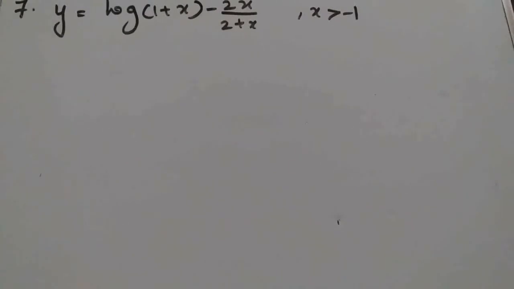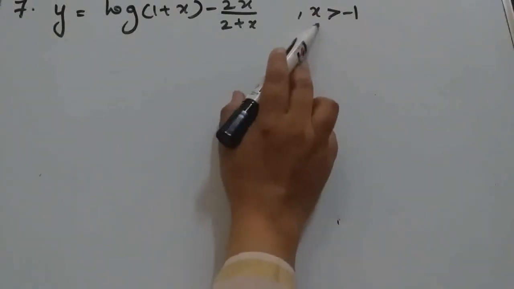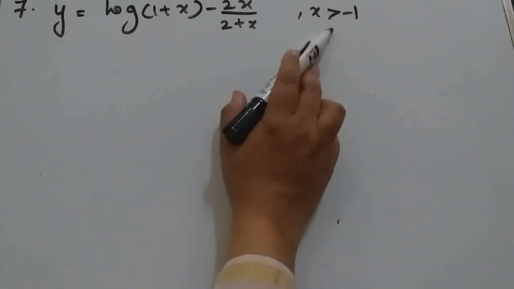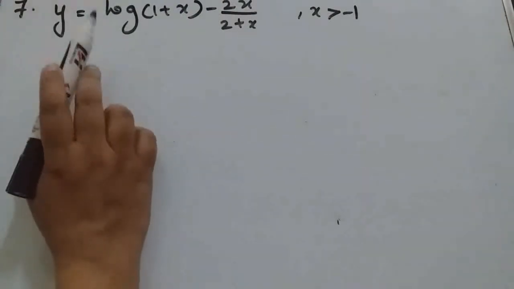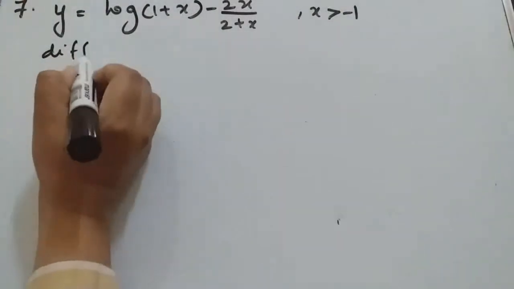Question number 7. y equal to log of 1 plus x minus 2x by 2 plus x, and value of x is greater than minus 1. It is given, but we have to show that this function is an increasing function in its domain, throughout its domain. Domain is already given, x value is greater than minus 1. Okay, so now to check whether function is increasing or decreasing, we should find derivative first. So we will differentiate with respect to x first.